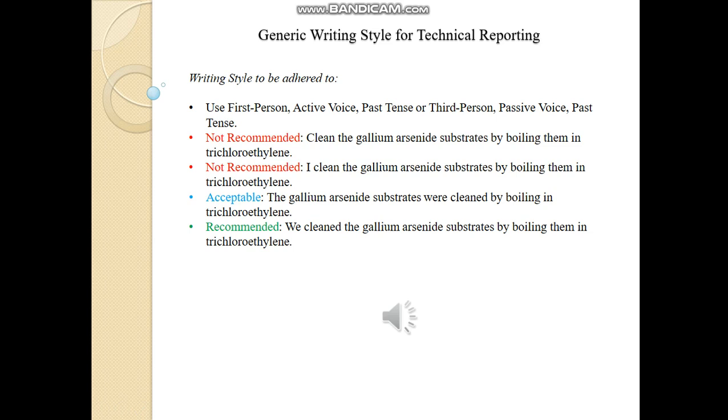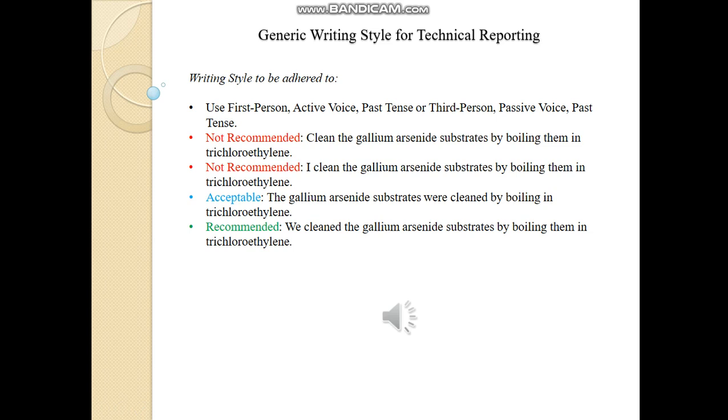The writing style that you will have to adhere to, meaning you will have to copy that style, is to use first person, active voice, past tense, or third person, passive voice, past tense.